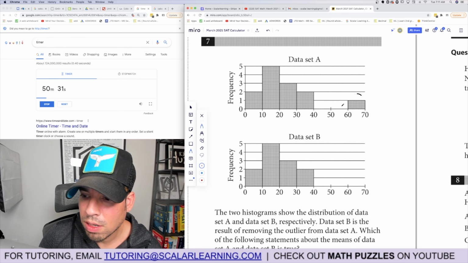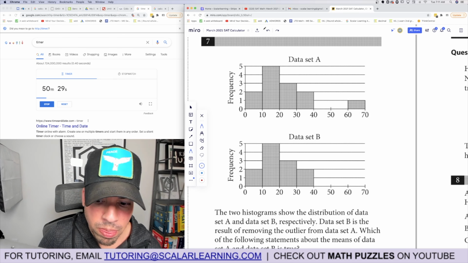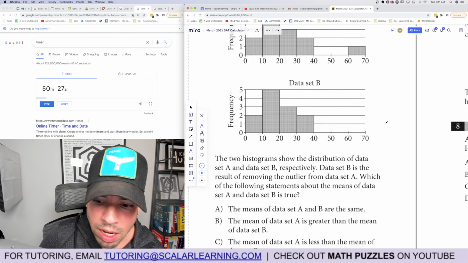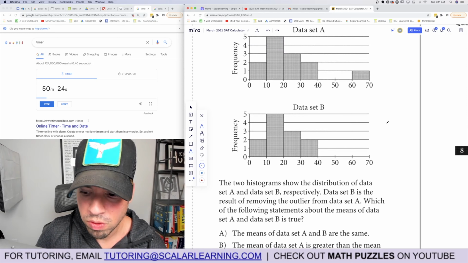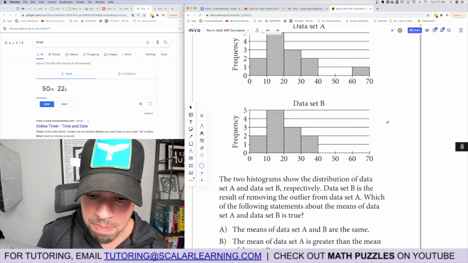They're identical except for this little guy right here. Interesting. Show the distribution of dataset A and B respectively. Dataset B is the result of removing the outlier from data. Okay. Next thing is true about the means.